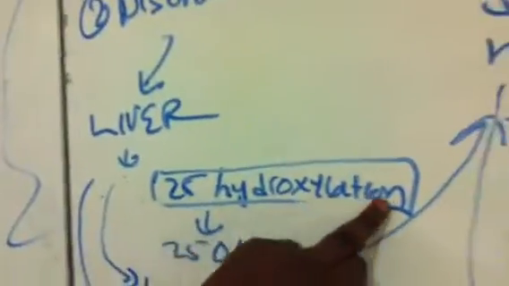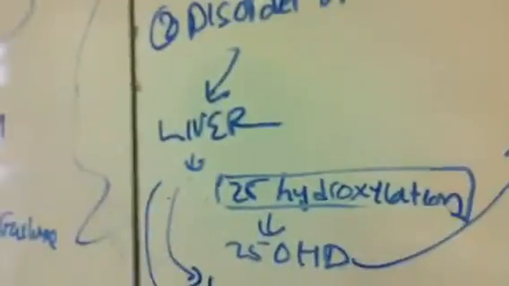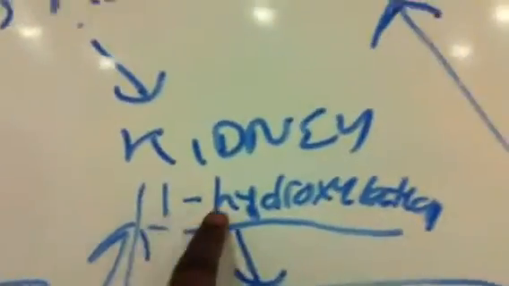The second cause is disorder of vitamin D metabolism. Normally 25 hydroxylation occurs in the liver, and this goes to the kidney for 1 alpha hydroxylation. Then this becomes active vitamin D, which causes calcium and phosphate absorption in the gut. It's the bad boy, active vitamin D, 1,25-(OH)2D.